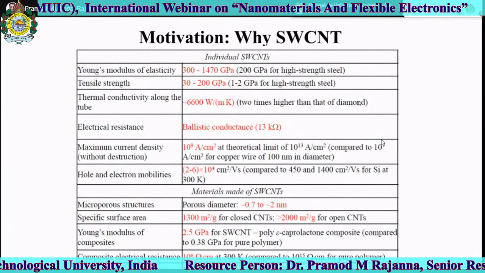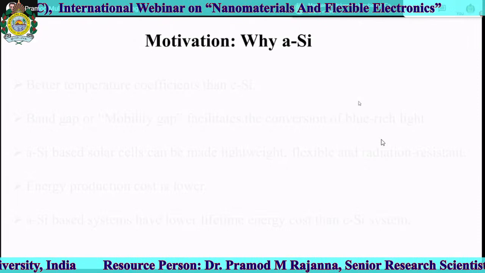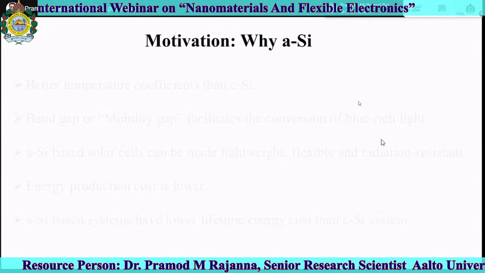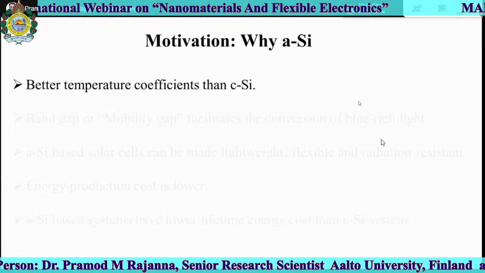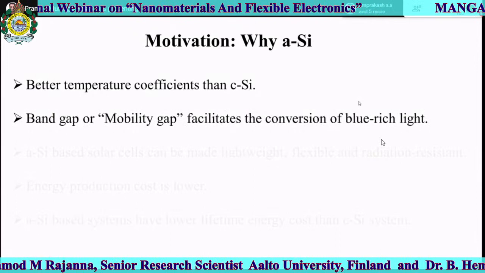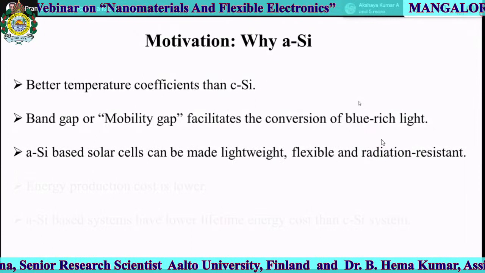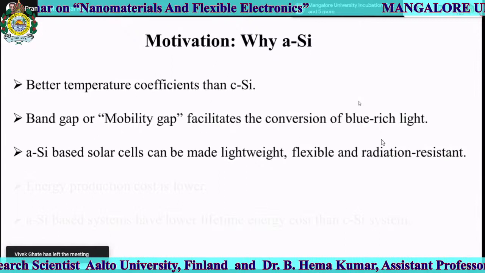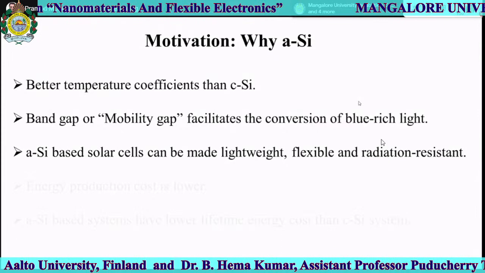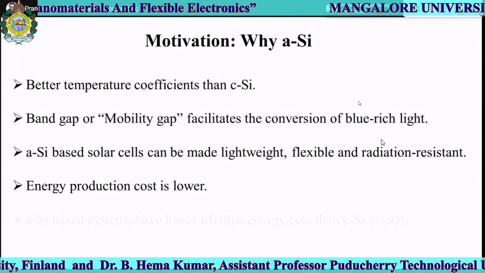And then in this talk, as I mentioned, the other alternative neighbor of silicon is amorphous silicon, which is basically a thin film silicon material that can have a much better temperature coefficient than crystalline silicon, which means that at higher temperatures it is much more efficient and tolerable. The band gap can facilitate near UV or blue rich light, and amorphous silicon based solar cells can be made lightweight, flexible, and radiation resistant, because all it takes is a very low energy consuming process. In fact, even at room temperature, it can be produced.